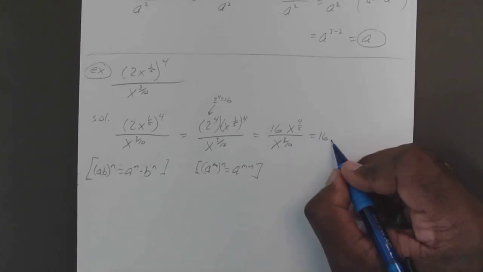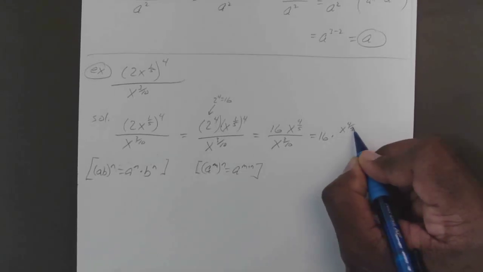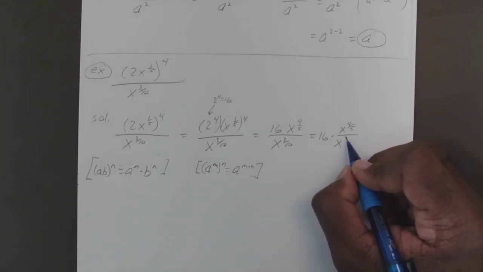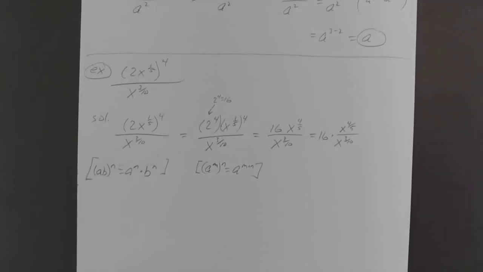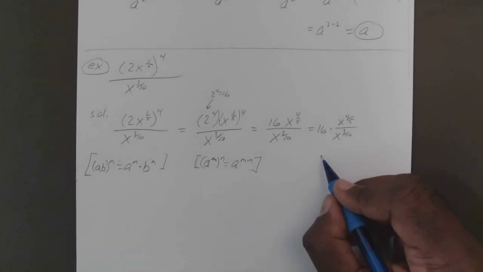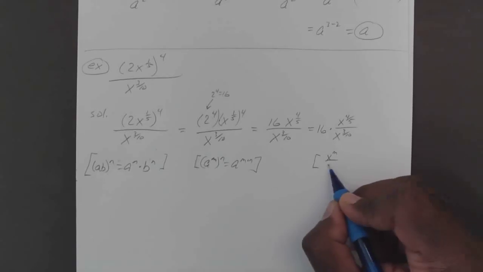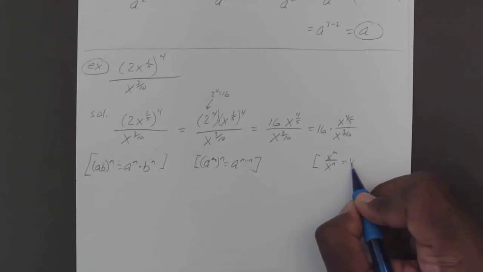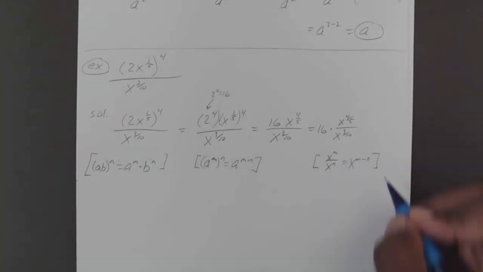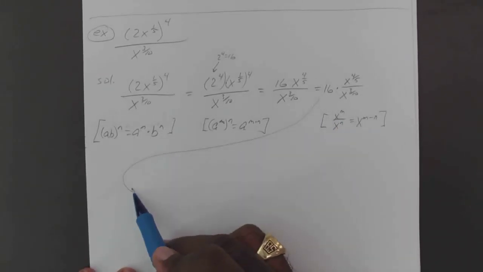And now you have x to the 4th, 4/5, over x to the 3/10. Okay. And we know there, just by the quotient rule, x to the m over x to the n equals x to the m minus n. So we'll pick that up over here.